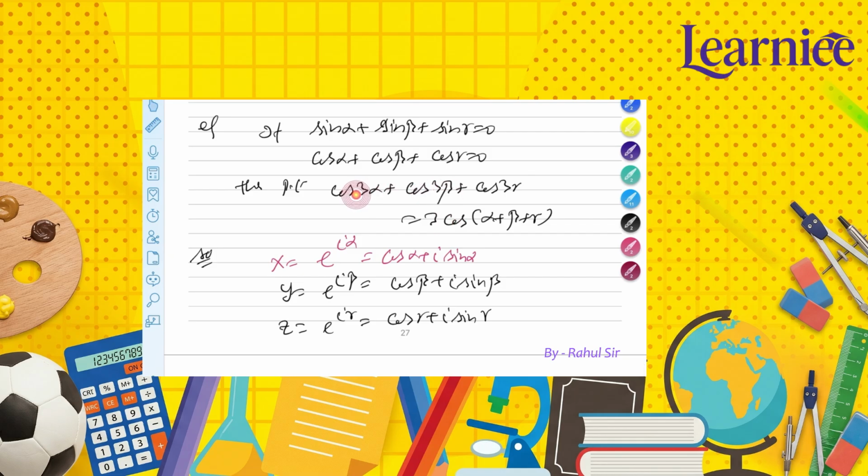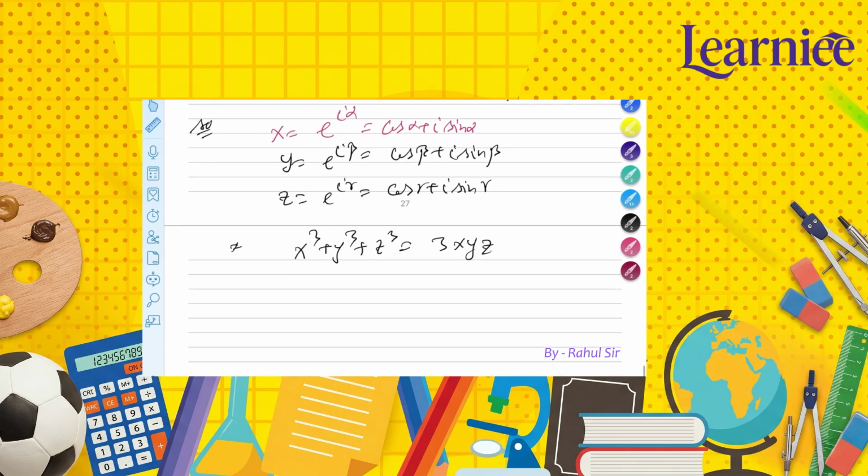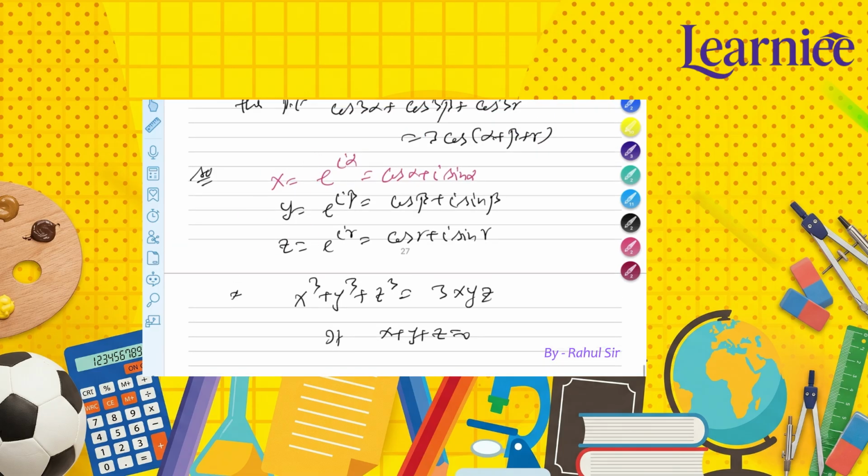Now if you look at this particular form, cos 3 alpha, it appears to be something like x cube plus y cube plus z cube, and this is something like x into y into z. So by looking at this identity which you have to prove, we can think of one well known algebraic identity, that is x cube plus y cube plus z cube is equal to 3xyz, and this identity is valid if x plus y plus z is equal to 0.